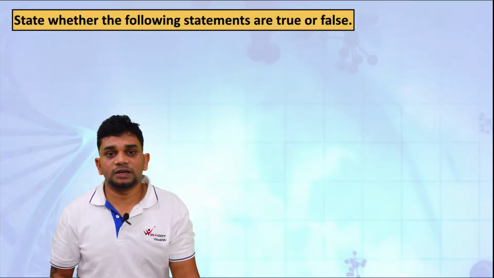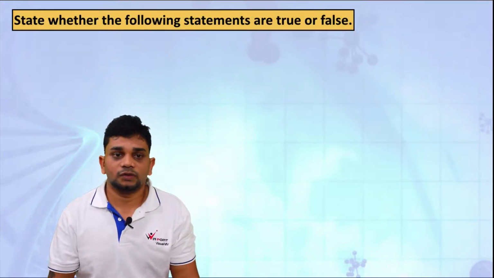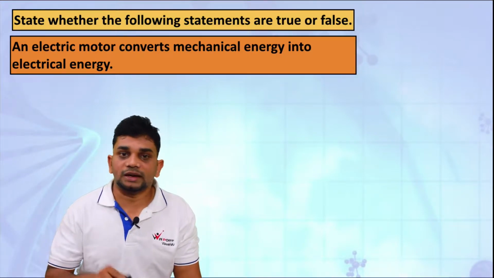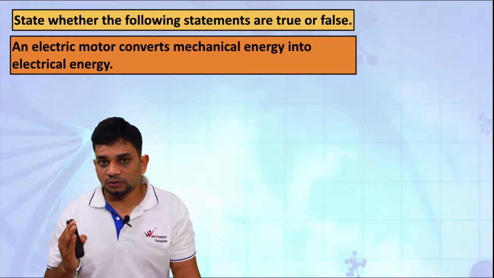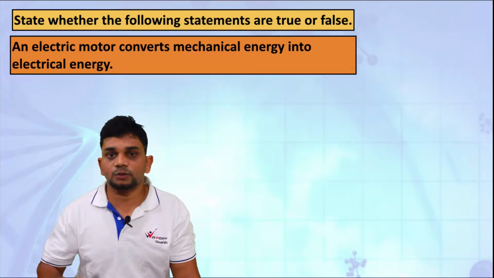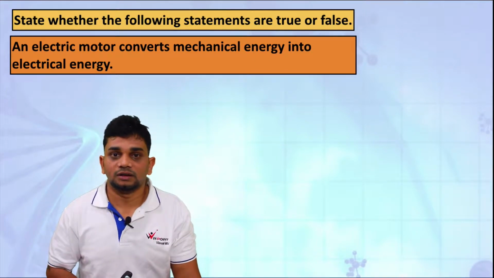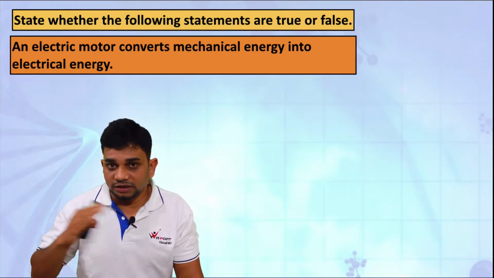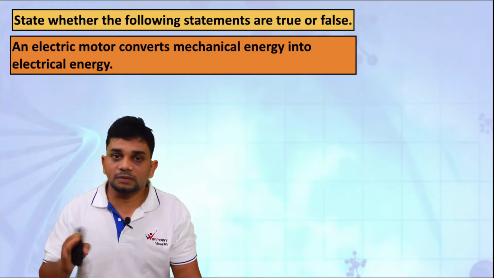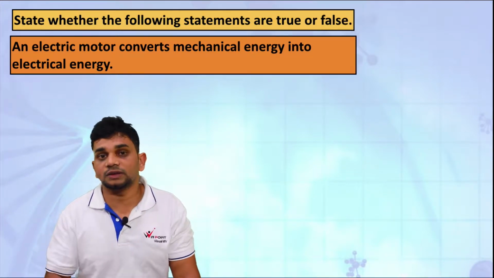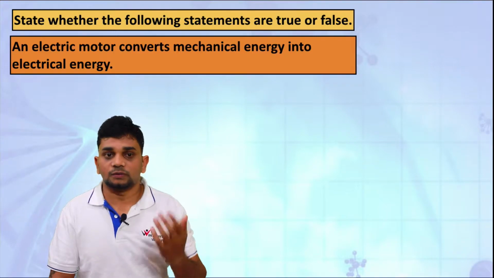State whether the following statements are true or false. First one. An electric motor converts mechanical energy into electrical energy. An electric motor is converting electrical energy to mechanical energy. In the case of a generator, the generator is working. Here we are supplying electricity, and the motor is working. We are using that mechanical energy. So it is a false statement.